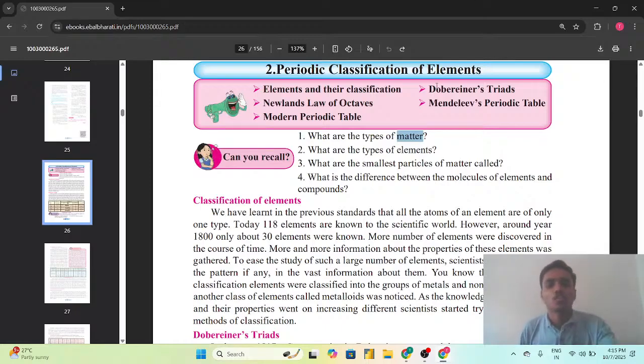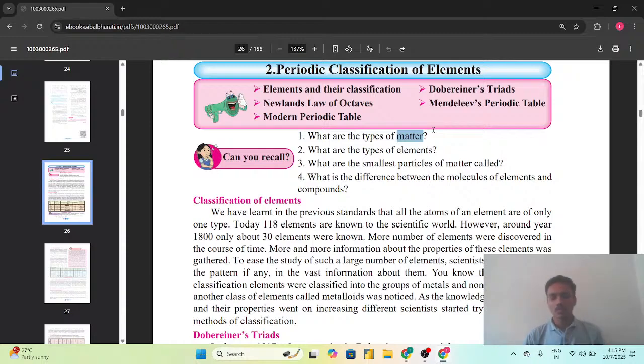Yes. So what are the types of matter? This is the question which is asked. So basically, let us first understand what matter is. As we have studied about matter in the lower classes, matter is anything which has mass and occupies space.